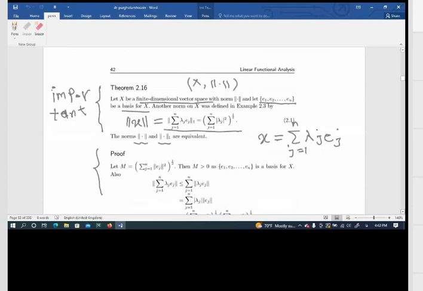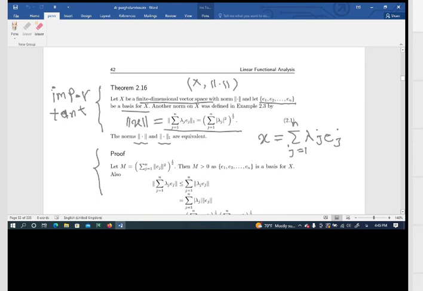Important theorem. Let X be a vector space with norm and e1, e2, ..., en be a basis for X. Now we can define another norm on X, which is equivalent. This is very important. In fact, we can prove that in a finite dimensional vector space, any two norms are equivalent.